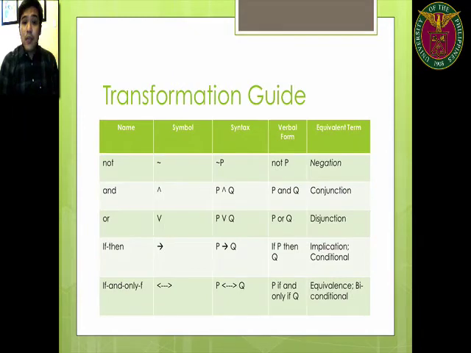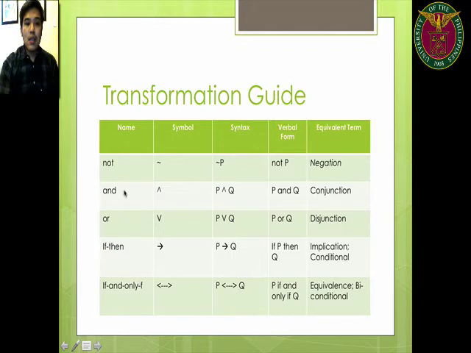Here is the transformation guide for the different symbols and how they are supposed to be written. So this is a syntax guide for each connective. The first connective that we will be talking about is not. The symbol for not is a tilde. If you combine a tilde and a propositional symbol, then that means not P. The equivalent term for not P is a negation.